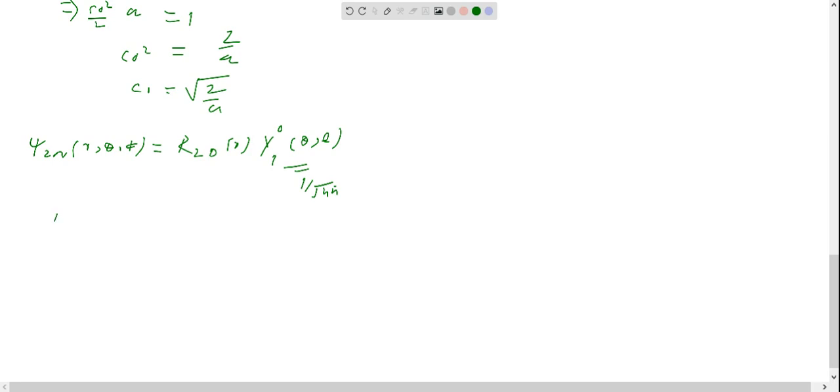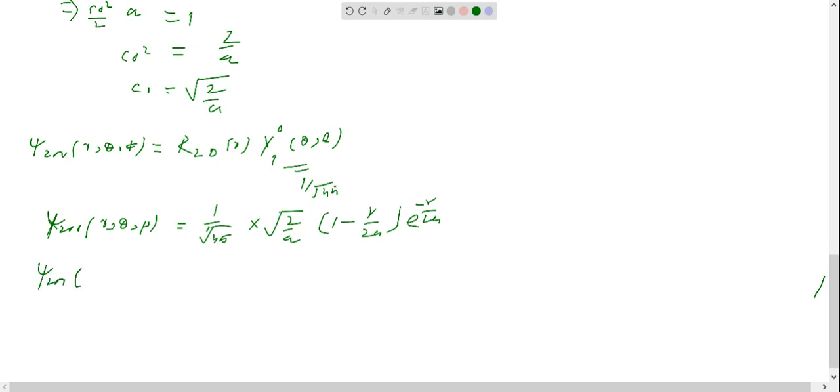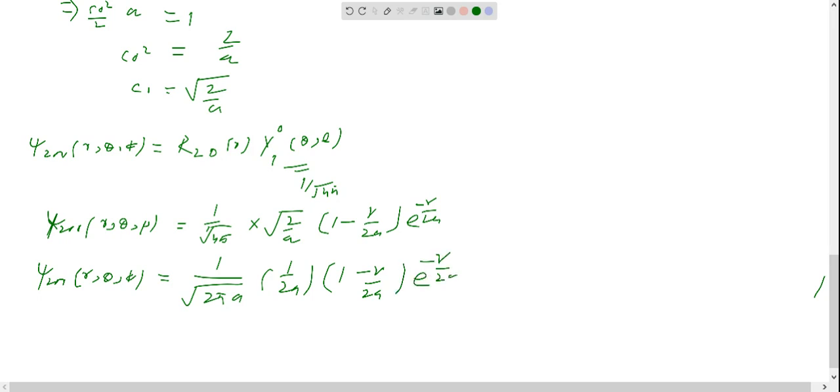So we will put here, the function psi_200(r, theta, phi) equal to 1 out of under root 4 pi multiplied by under root 2 out of a into 1 minus r out of 2a e raised to the power minus r out of 2a, and this function can be written as psi(r, theta, phi) equal to 1 out of under root 2 pi a into 1 out of 2a into 1 minus r out of 2a e raised to power minus r out of 2a.